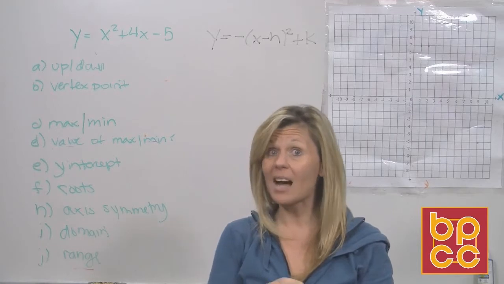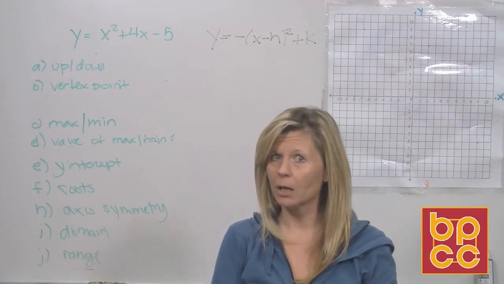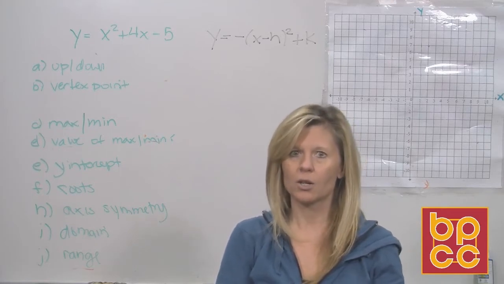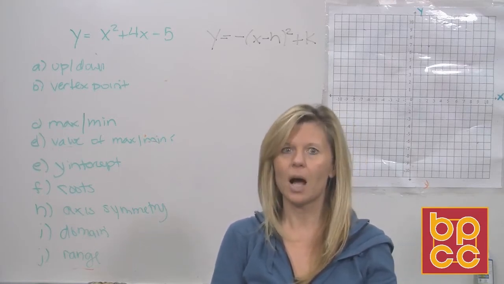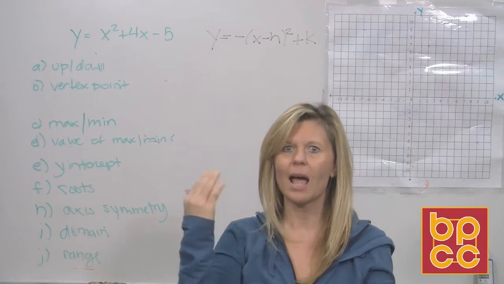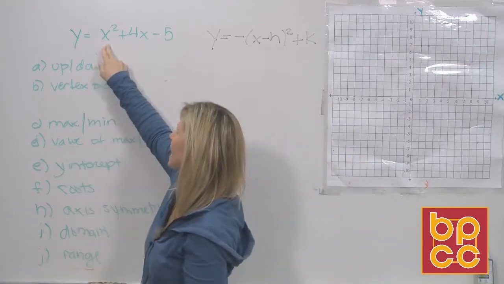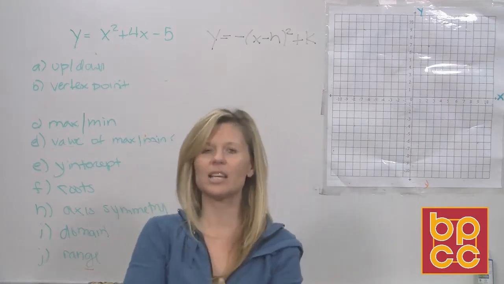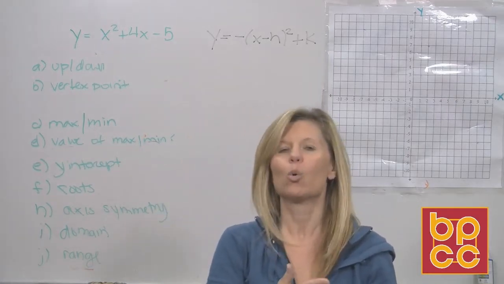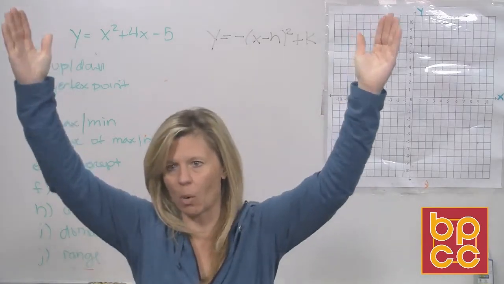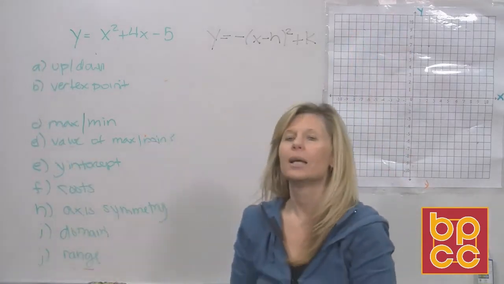You know it's not a circle, ellipse, or hyperbola because both variables are not squared. A circle, ellipse, hyperbola have an x squared and a y squared. This equation only has an x squared. That guarantees it's quadratic. Quadratics make parabolas. Parabolas look like a U. They either go up or down.